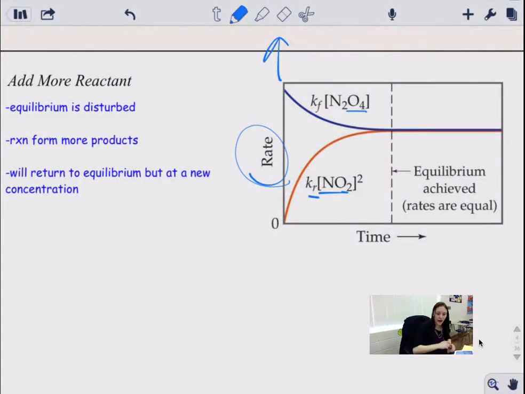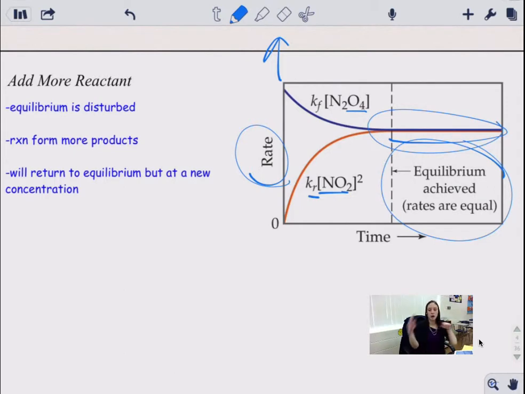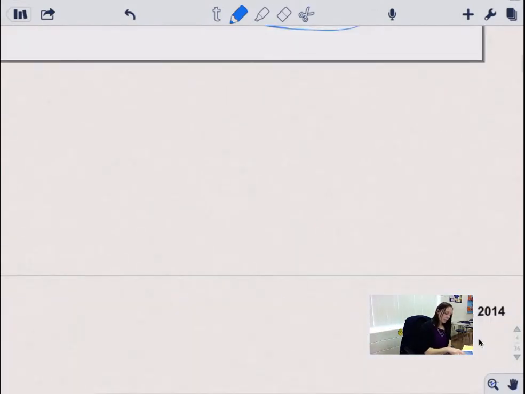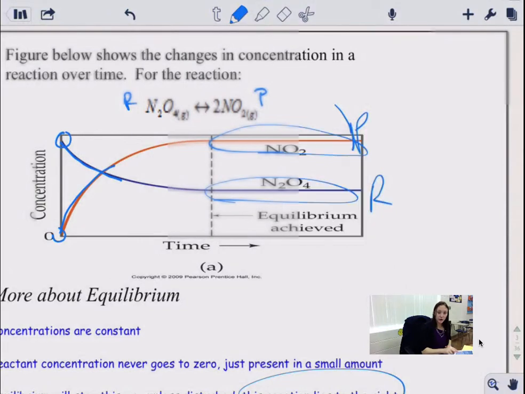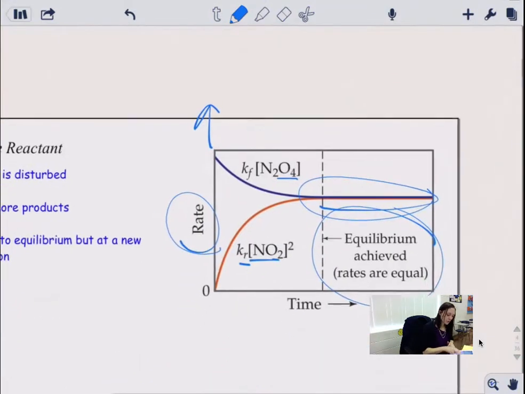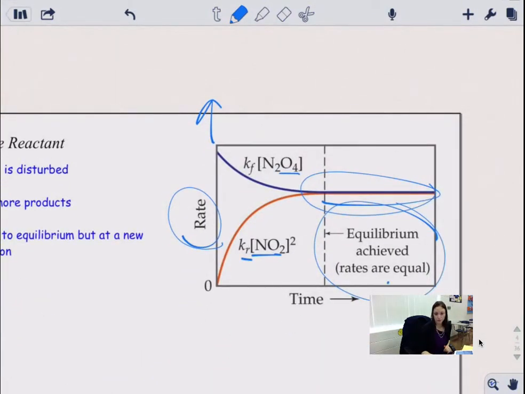So it starts off going fast to the product side, and then over time as I get more and more products, it starts going faster from the products to the reactant side, until eventually my rates are equal and equilibrium is achieved. Here is where my two rates are the same. They slow down and we end up having the same amount going both directions. We're going to look at that in the model equilibrium activity a little after all your notes. Notice that the concentrations are different but stay constant, whereas rates are equal when equilibrium is achieved.